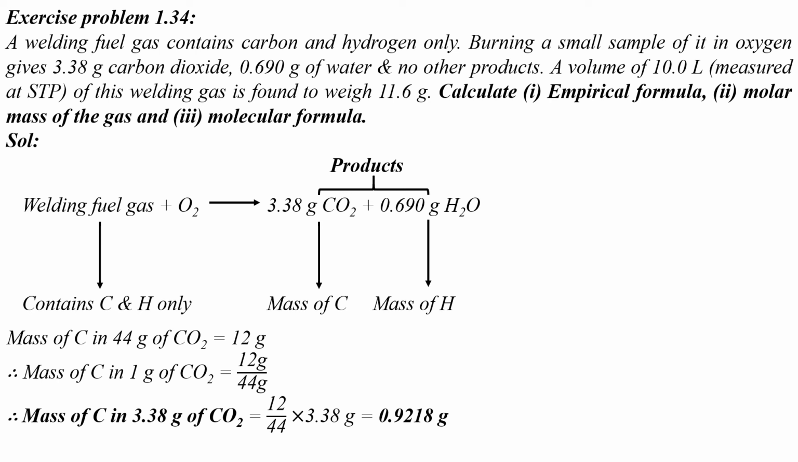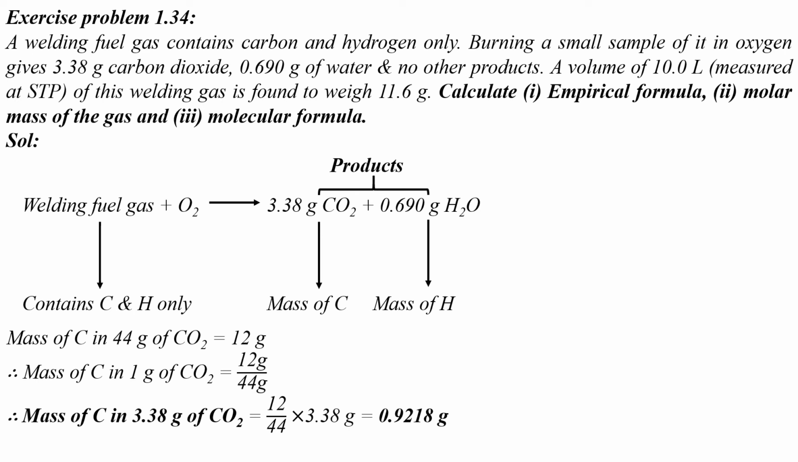Now, if the mass of carbon in 44 grams of carbon dioxide, that is 1 mole of carbon dioxide, is 12 grams, then the mass of carbon in 1 gram of carbon dioxide would be equal to 12 by 44, which is obtained by unitary method or by cross multiplying. Now, the mass of carbon in 3.38 grams of carbon dioxide would be equal to 12 divided by 44 into 3.38 grams. Now children, just ask yourself, why do I do this step?